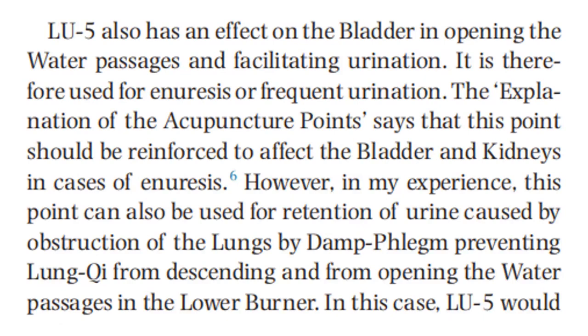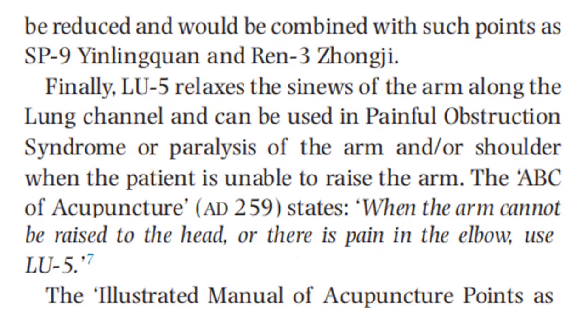The explanation of the acupuncture points says that this point should be reinforced to affect the bladder and kidneys in cases of enuresis. However, this point can also be used for retention of urine caused by obstruction of the lungs by damp phlegm, preventing lung qi from descending and from opening the water passages in the lower burner. In this case, Lung 5 would be reduced and would be combined with such points as Spleen 9 and Ren 3.